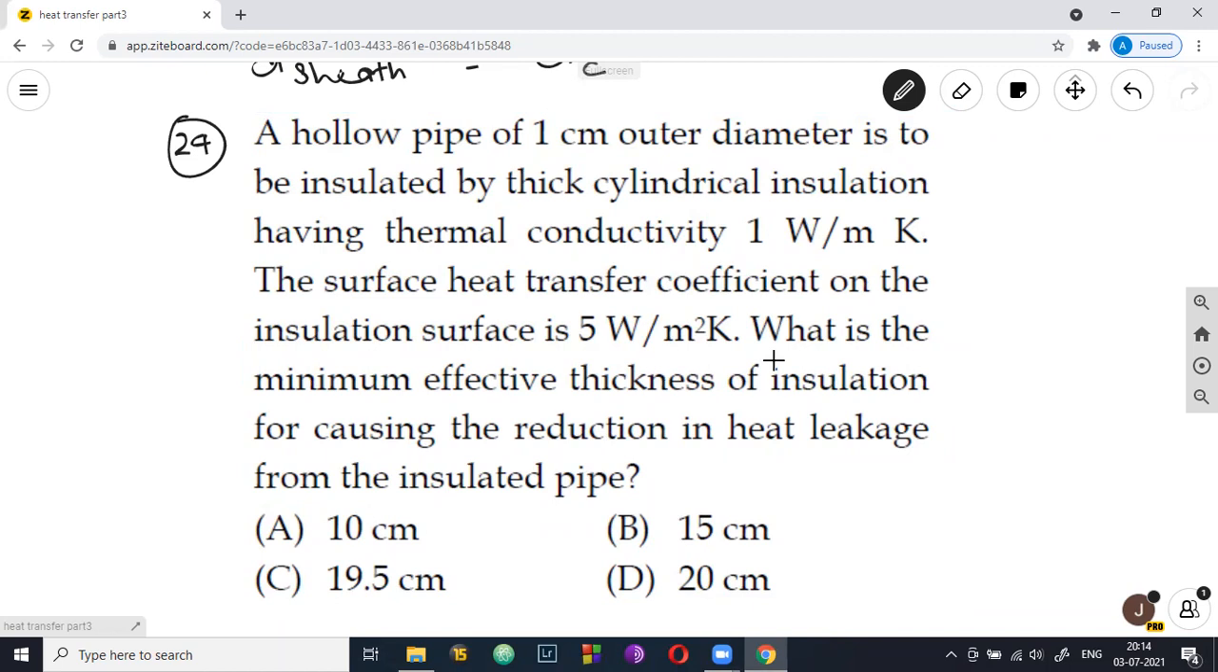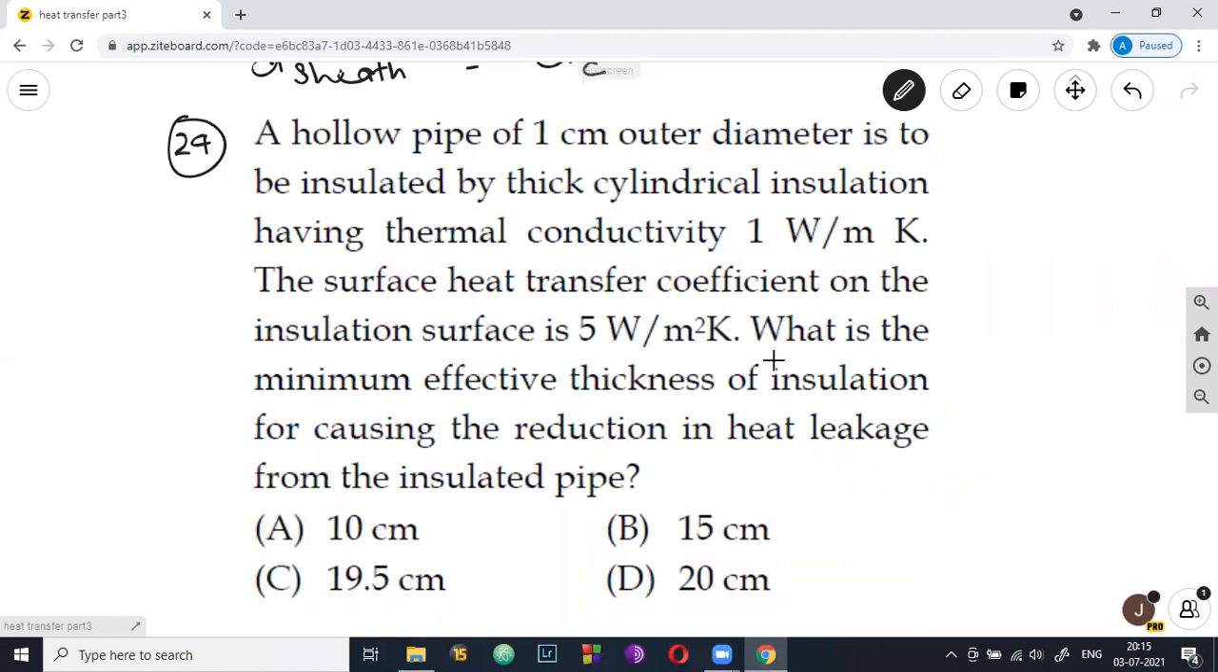Okay. A hollow pipe of 1 centimeter outer diameter is to be insulated by a thick cylindrical insulation having thermal conductivity of 1 watt per meter Kelvin. The surface heat transfer coefficient on the insulation surface is 5 watt per meter square Kelvin. What is the minimum effective thickness of insulation for causing the reduction in heat leakage from the insulated pipe?